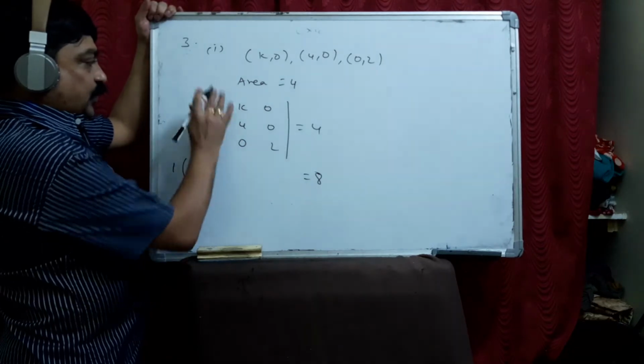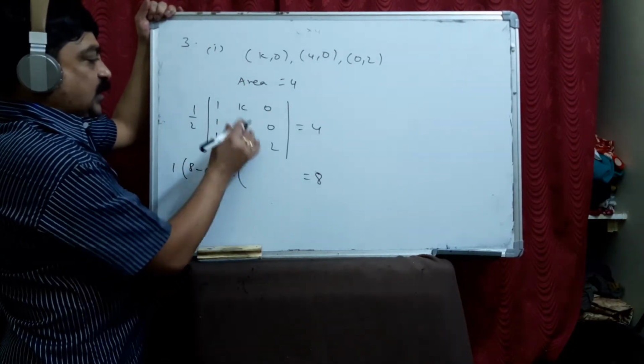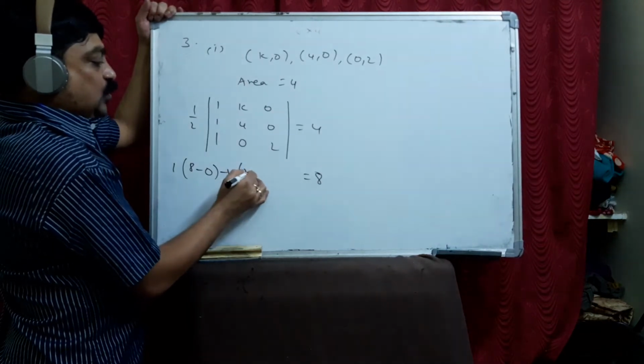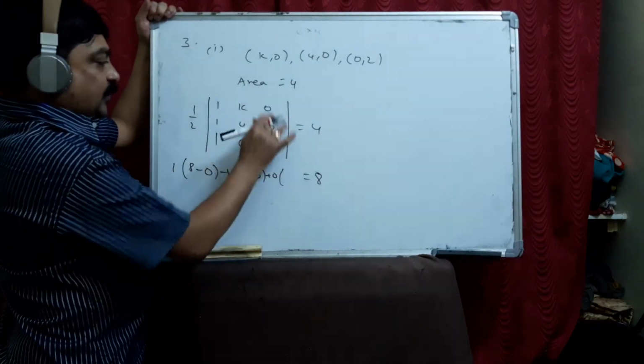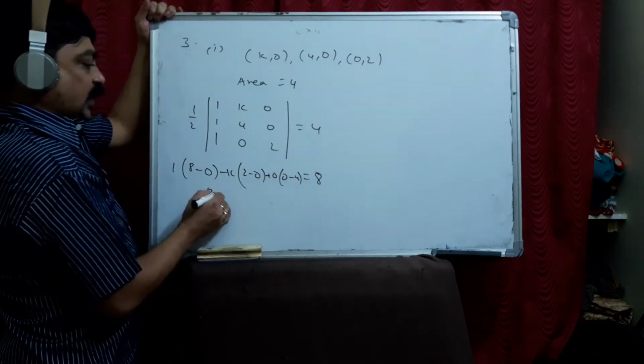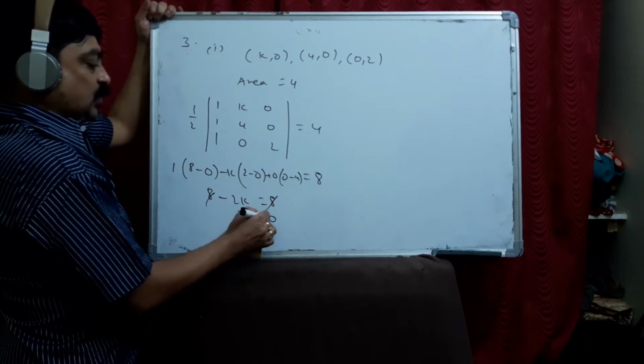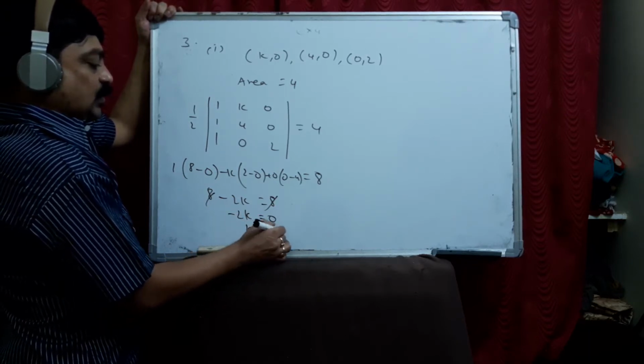1 into (8 minus 0), minus k into (2 minus 0), plus 0 times anything, which is 0 minus 4, it becomes 0. So 8 minus 2k is equal to 8. So 2k is equal to 0, and k equals 0.